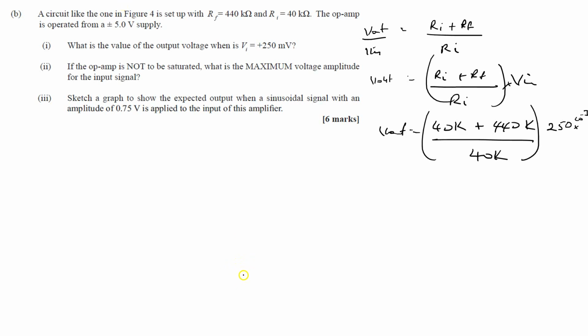So we have 40K, right? Plus 440K. When I add up all of that, I get 480,000 divided by 40K.